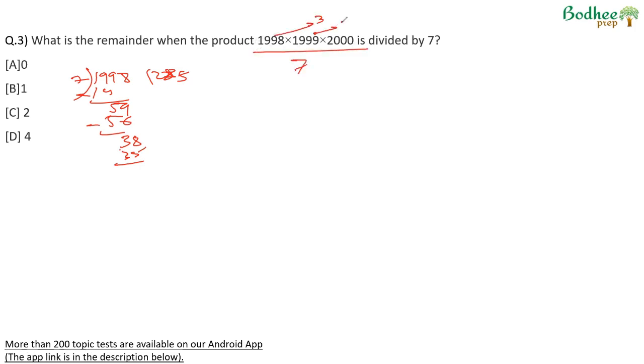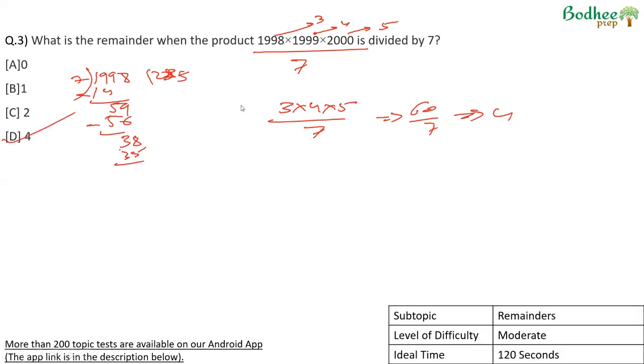Therefore, 1999 will leave a remainder of 4 and 2000 will leave a remainder of 5. Therefore, the overall remainder will be 3 into 4 into 5, which is 12, 5s are 60. 60 divided by 7 will leave a remainder of 4, since 7 8s are 56. Again, a straightforward question, very, very easy concept. Even if you take time to divide and multiply, it shouldn't take more than a minute and a half or maximum 2 minutes to solve.